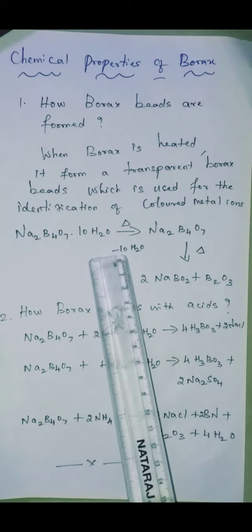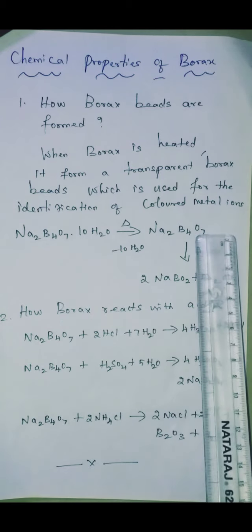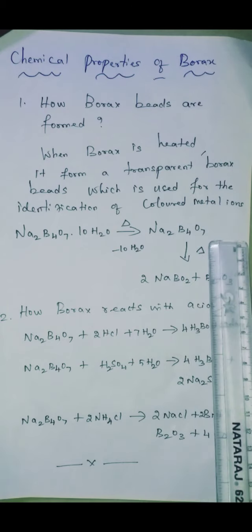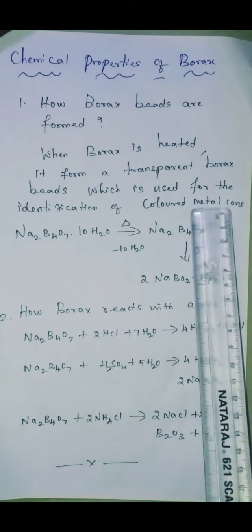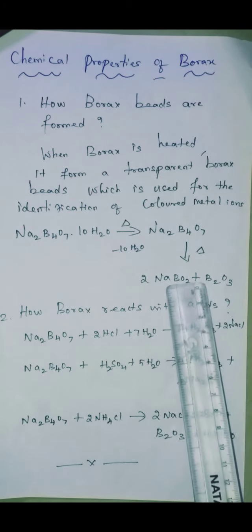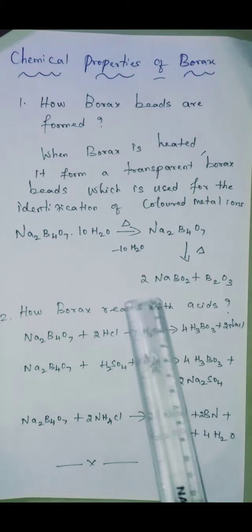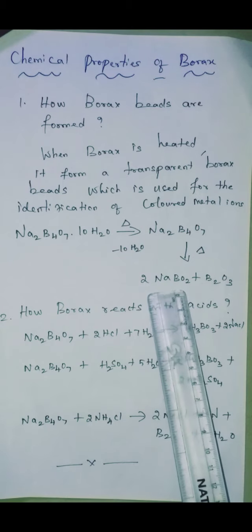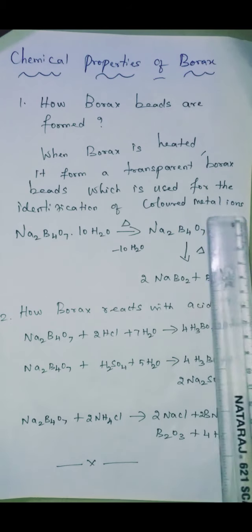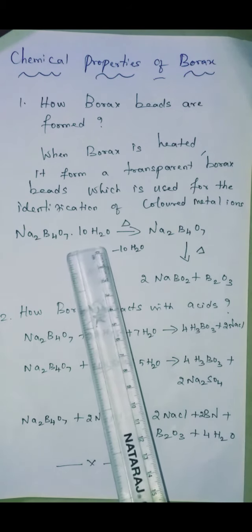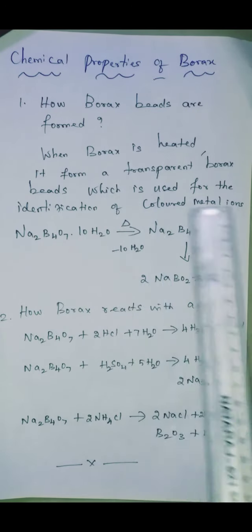Na2B4O7.10H2O is heated, first it loses 10 molecules of water, minus 10H2O, and forms anhydrous borax, Na2B4O7. Then on further heating, it forms transparent borax beads, which are used for the identification of colored metal ions. Further heating forms sodium metaborate, NaBO2, plus B2O3. This sodium metaborate forms the transparent borax bead used for identification of colored metal ions. Sometimes the question may ask, explain the action of heat on borax, or how borax beads are formed. The answer for both questions is this one.